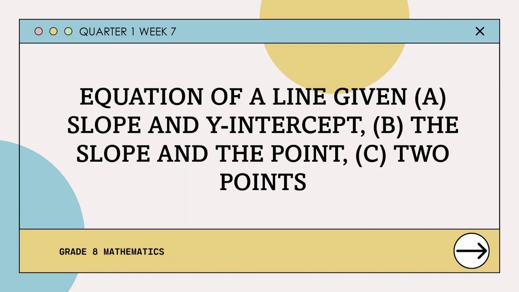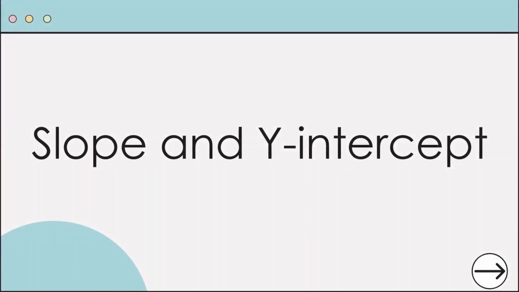This week, we will learn about the equation of a line given a slope and y-intercept, given the slope and the point, and given 2 points. With that, let's start off with the equation of a line given the slope and y-intercept.